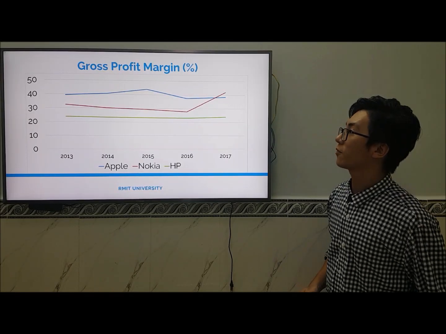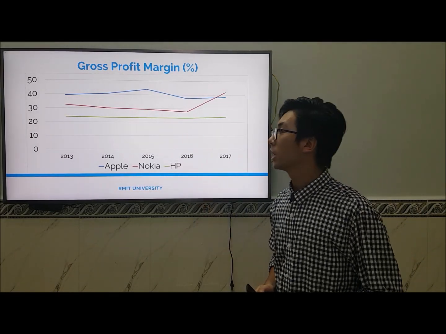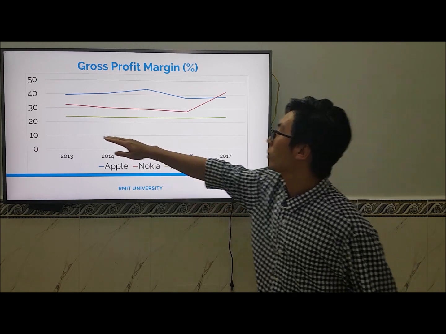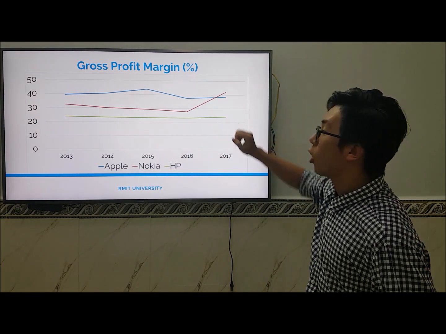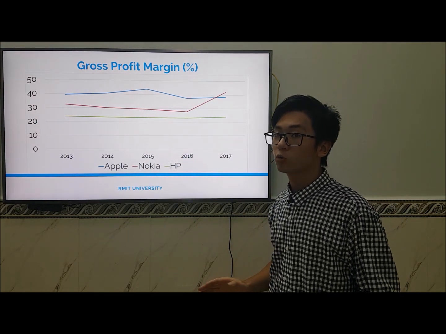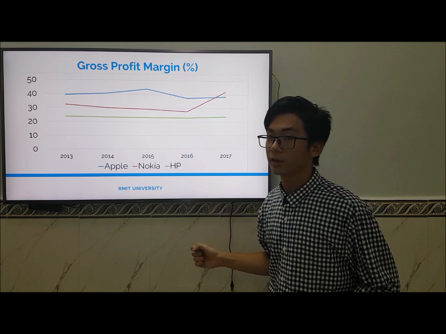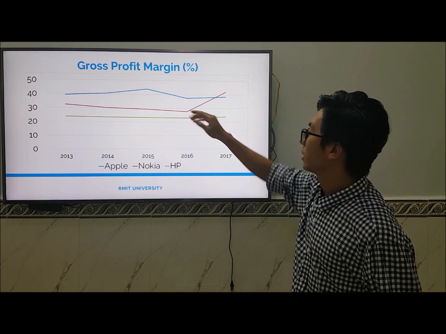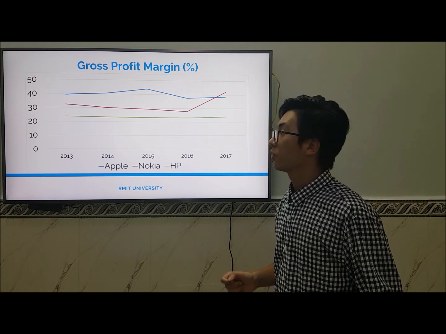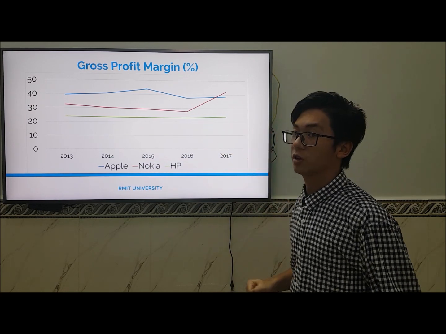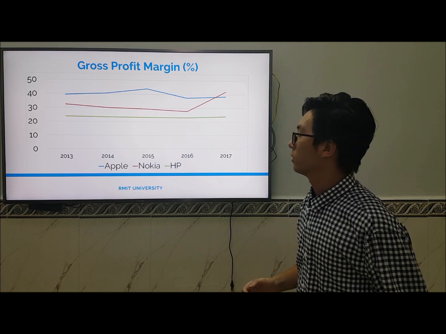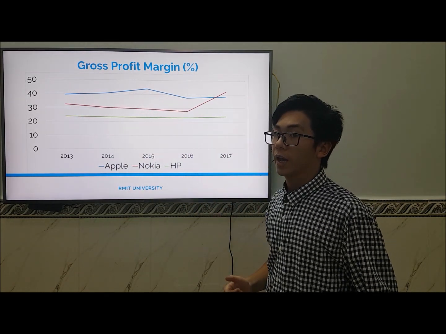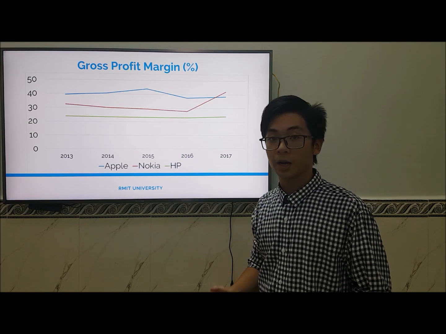For the next one, we have the gross profit margin. As you can see here, HP's gross profit margin remains unchanged over time. There is no significant change with HP. But for Nokia, after a gradual decrease until 2016, they have an uplift in gross profit margin. Meanwhile, Apple still has the highest gross profit margin of them all and remains stable most of the time.